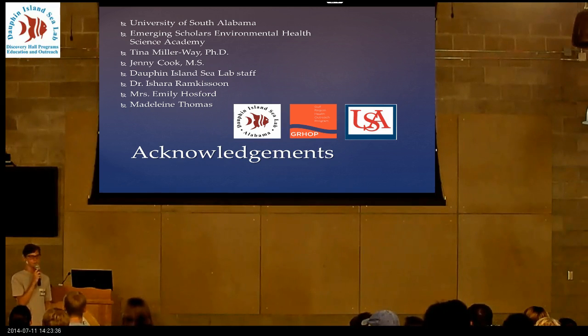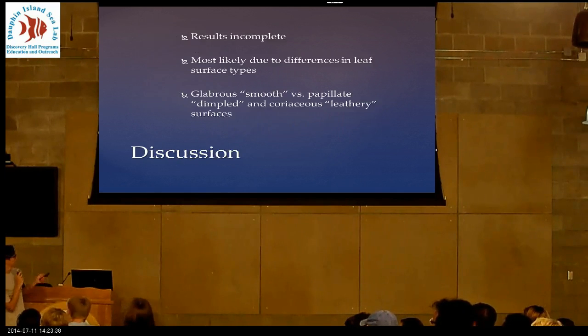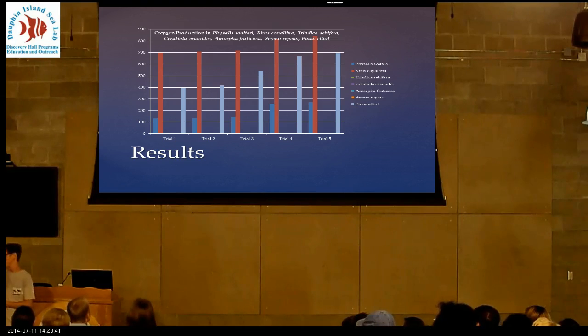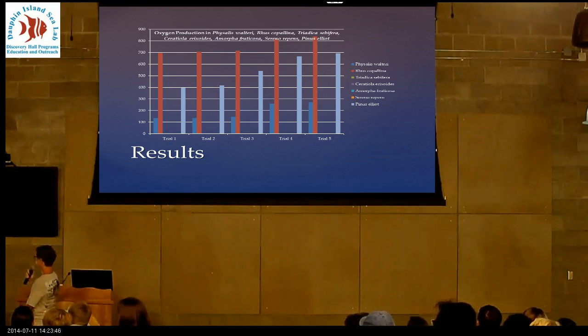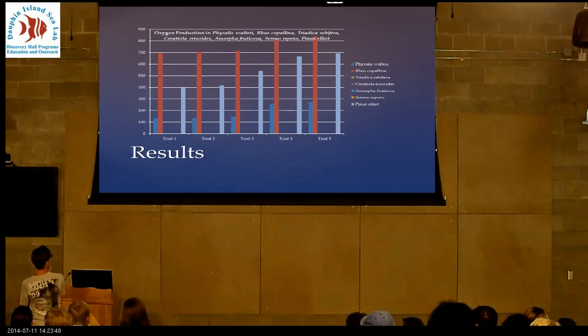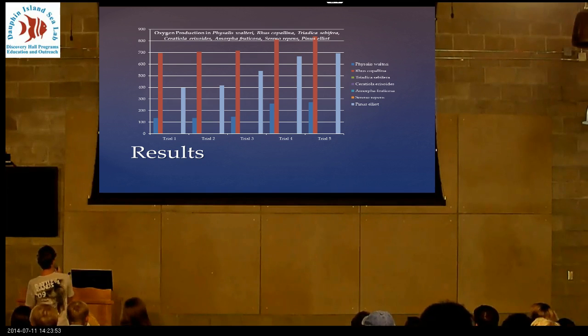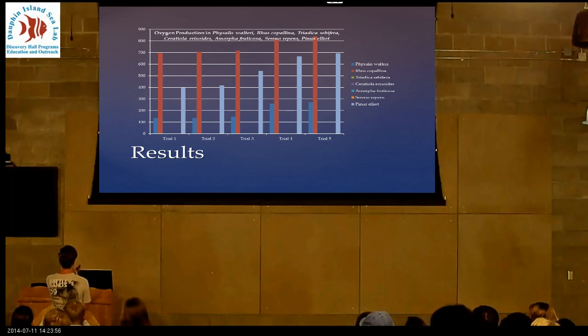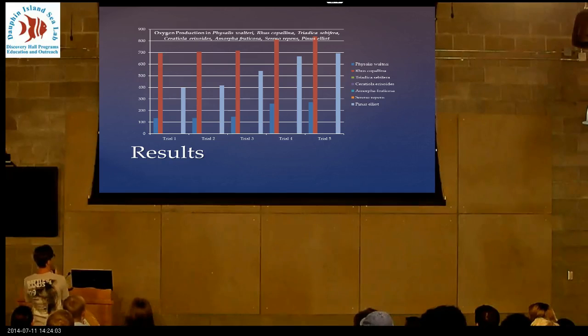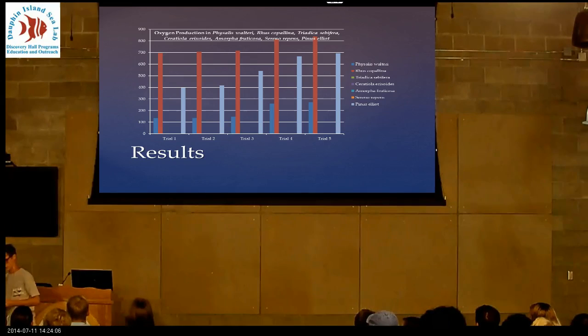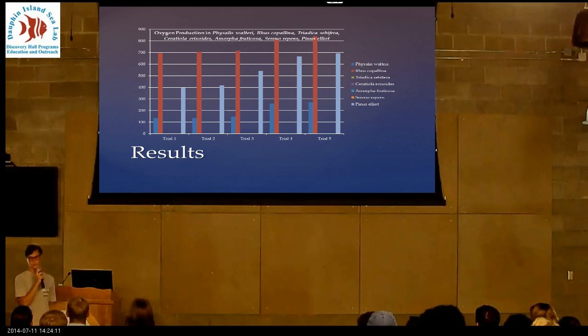Any questions? Yeah, sure. No, because this is time in seconds. So this is the amount of time it took to float to the surface. So the lowest amount of time would be the fastest oxygen production. So Walter's ground cherry was. Any other questions? No? Okay, well, thank you for listening.